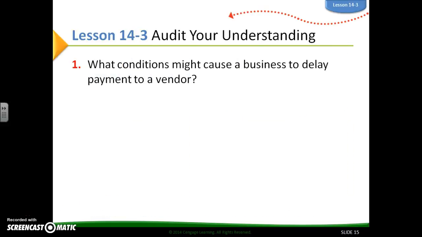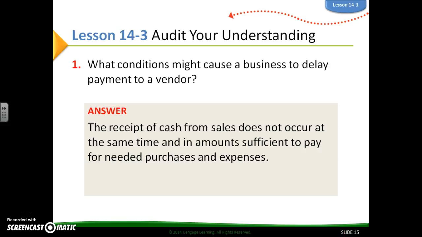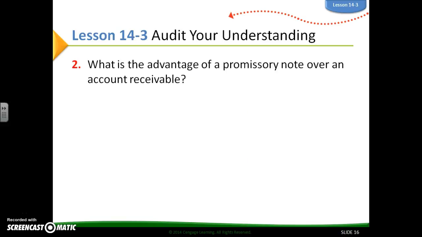All right, so what conditions might cause a business to delay payment to a vendor? The receipt of cash from sales does not occur at the same time and in amounts that are sufficient to pay for needed purchases. So the reality is sometimes businesses don't have the sales revenue that they need to pay their bills. And if that happens, then they might not be able to make payment to a vendor.